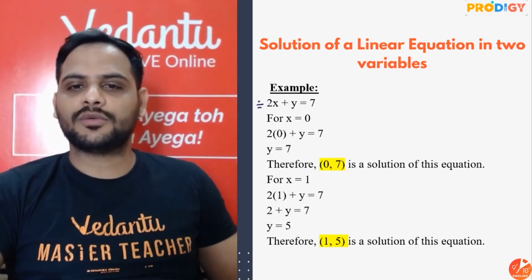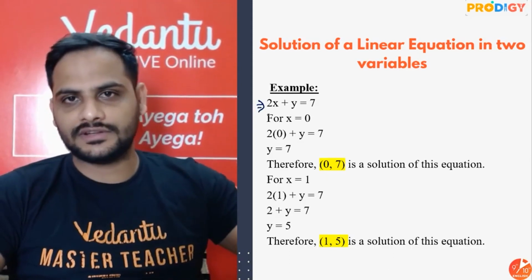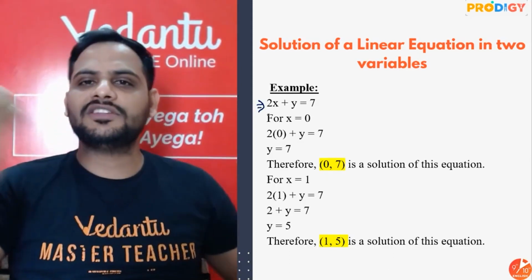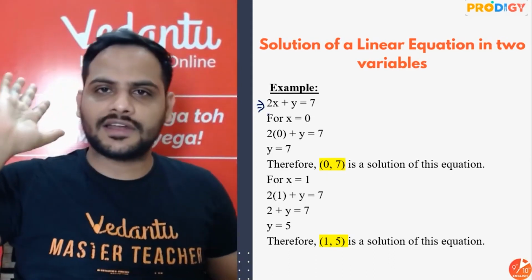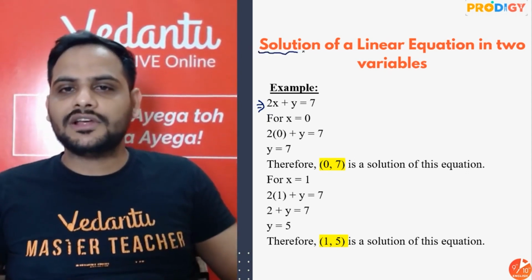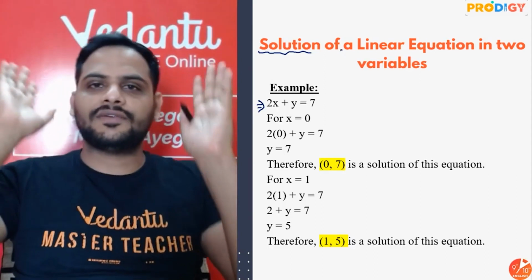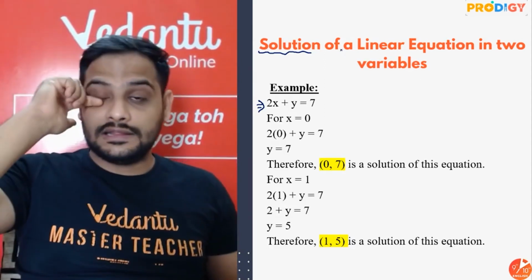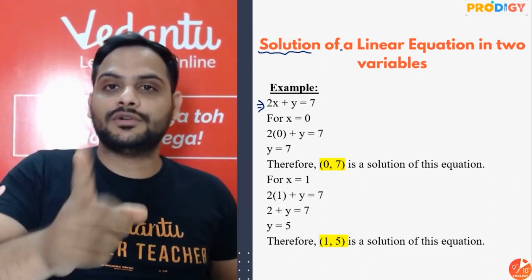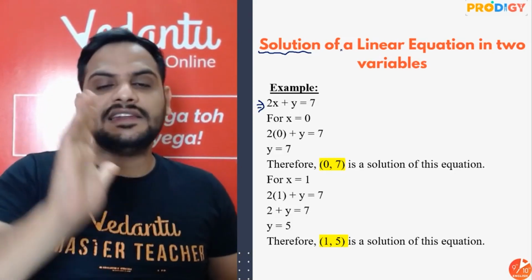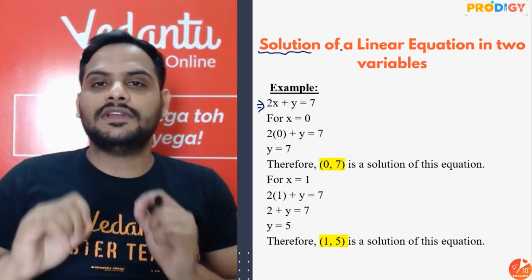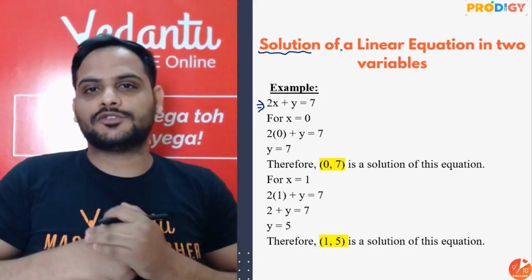For example, here one more equation is given, 2x plus y equal to 7. So solution means, beta, the meaning of solution is exactly the same. What is the meaning of solution? Those values of the variables which will satisfy the equation. And in this case we get infinite solutions. Please remember, any linear equation in two variables will have infinite solutions.